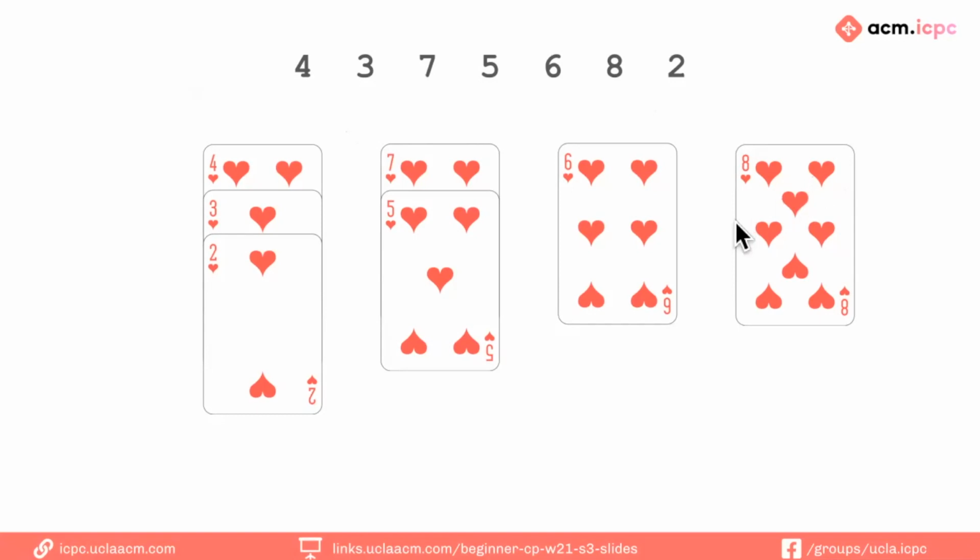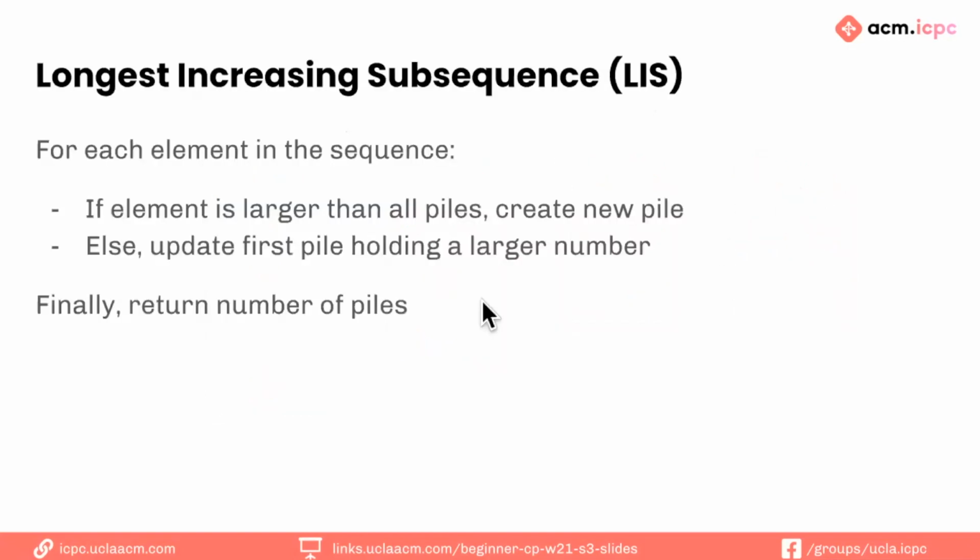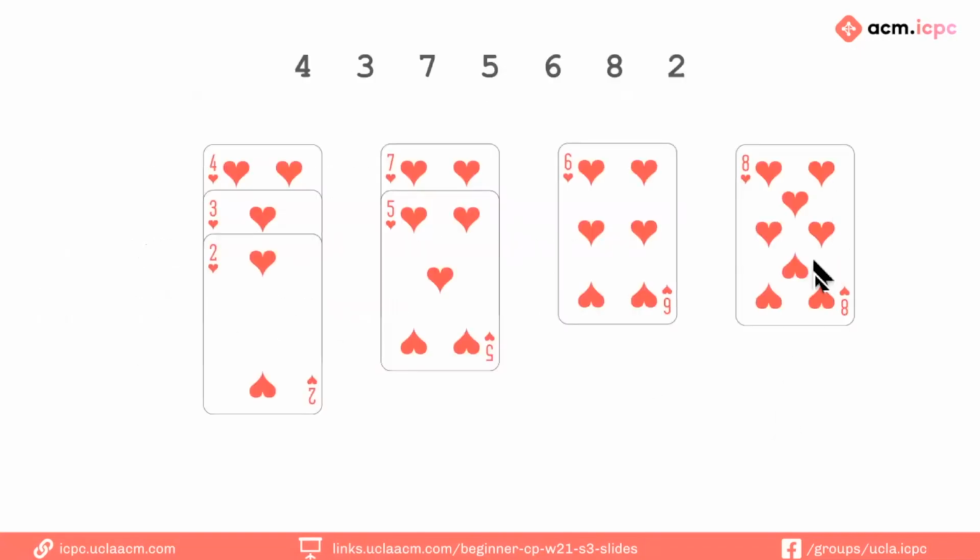And so just to summarize this really quickly, the idea is that for each element in the sequence, if an element is larger than all the piles, you create a new pile starting with that number. And otherwise, you update the first pile that's holding a larger number. So you put this on top of another pile. And then ultimately, what you want to return is the number of piles, because it turns out, 8 being the largest, having 4 piles means that the largest LIS was length 4 and it ended in this 8.